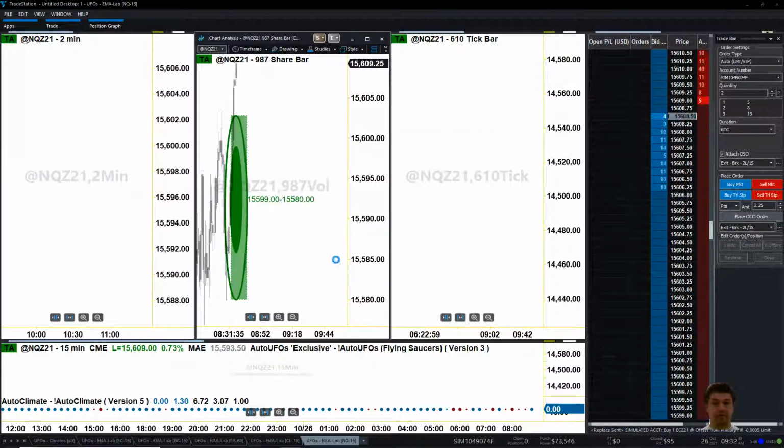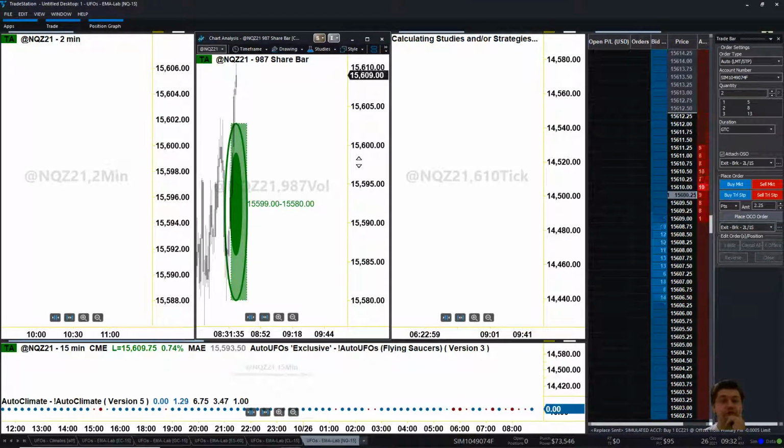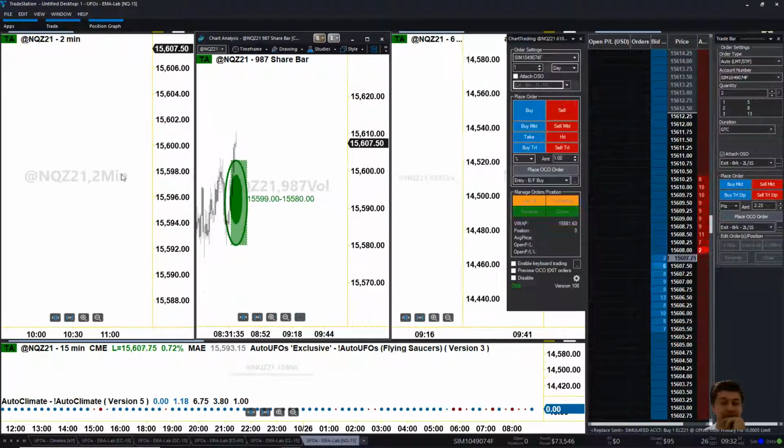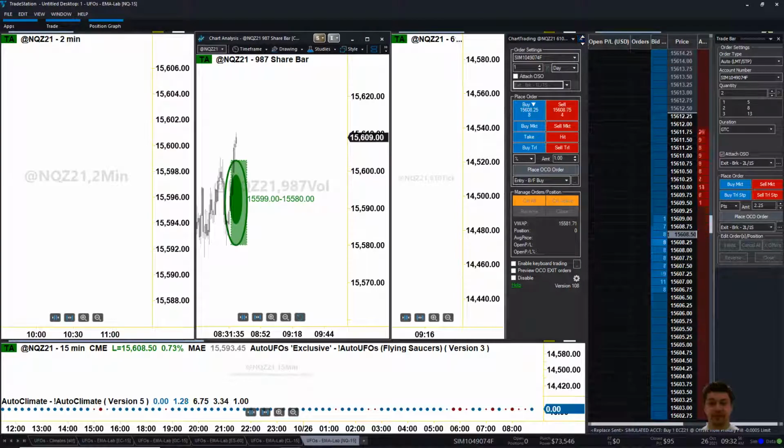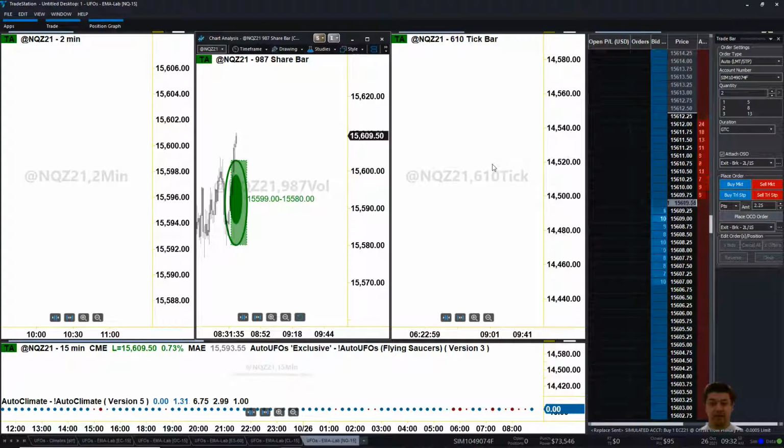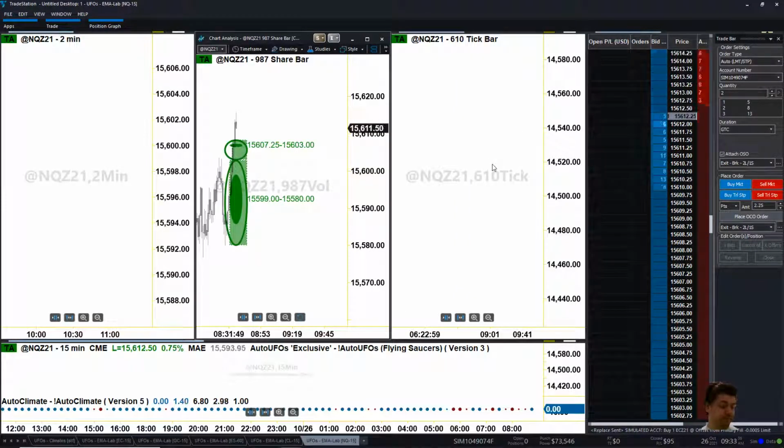Okay, there's NQ, just shooting on higher. Massive UFO here. Yep. Alright, now let's see if I can do this from here. Okay, yep, you should be able to.